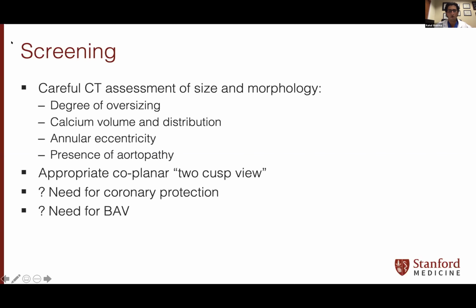Determining the appropriate coplanar two-cusp view is even more important and sometimes somewhat more challenging in these bicuspid patients. Then there's whether or not there's a need for coronary protection, which sometimes arises from the asymmetric leaflet lengths that you often see in bicuspid valves. And then a question about the need for a balloon aortic valvuloplasty.